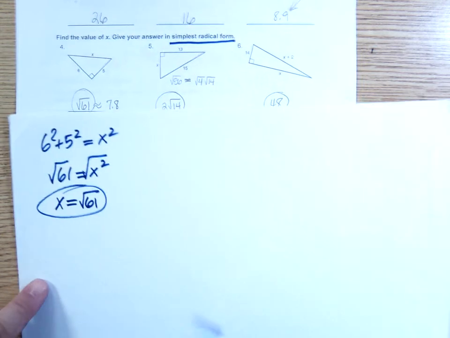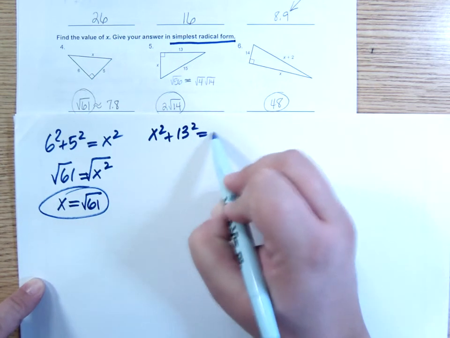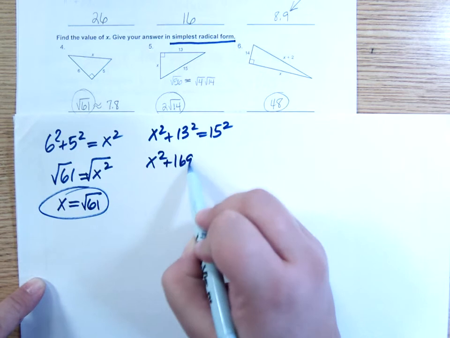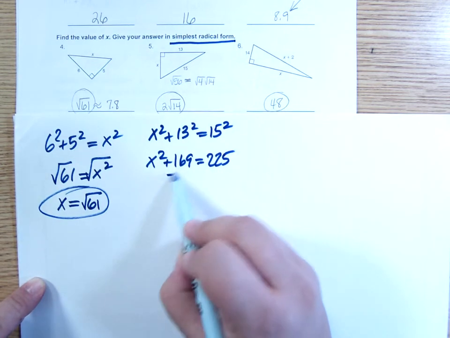Number 5, x squared plus 13 squared equals 15 squared. That's x squared plus 169 equals 225. Subtract 169 from both sides.